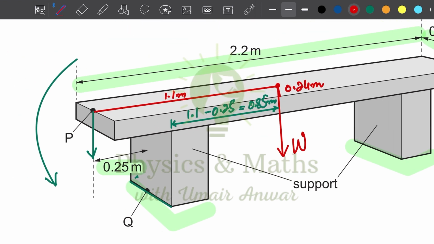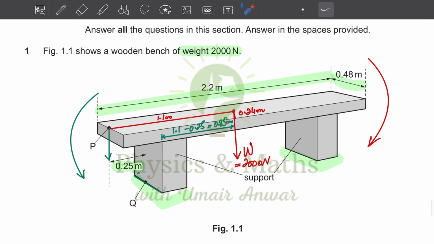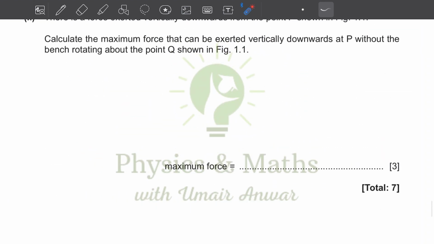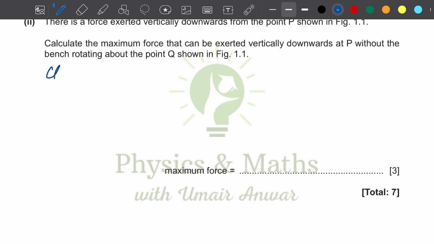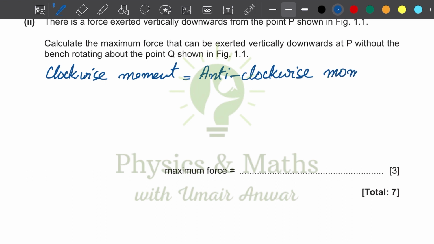So we are going to use these values. The value of weight is 2000 Newton and its distance is 0.85 meters. Then there is a force P creating an anti-clockwise moment at a distance of 0.25 from the pivot. So first I'm writing the principle of moments here: clockwise moment should be equal to anti-clockwise moment. For the clockwise moment, we have the weight acting at a distance of 0.85. For the anti-clockwise moment, we have a force P acting at a distance of 0.25.